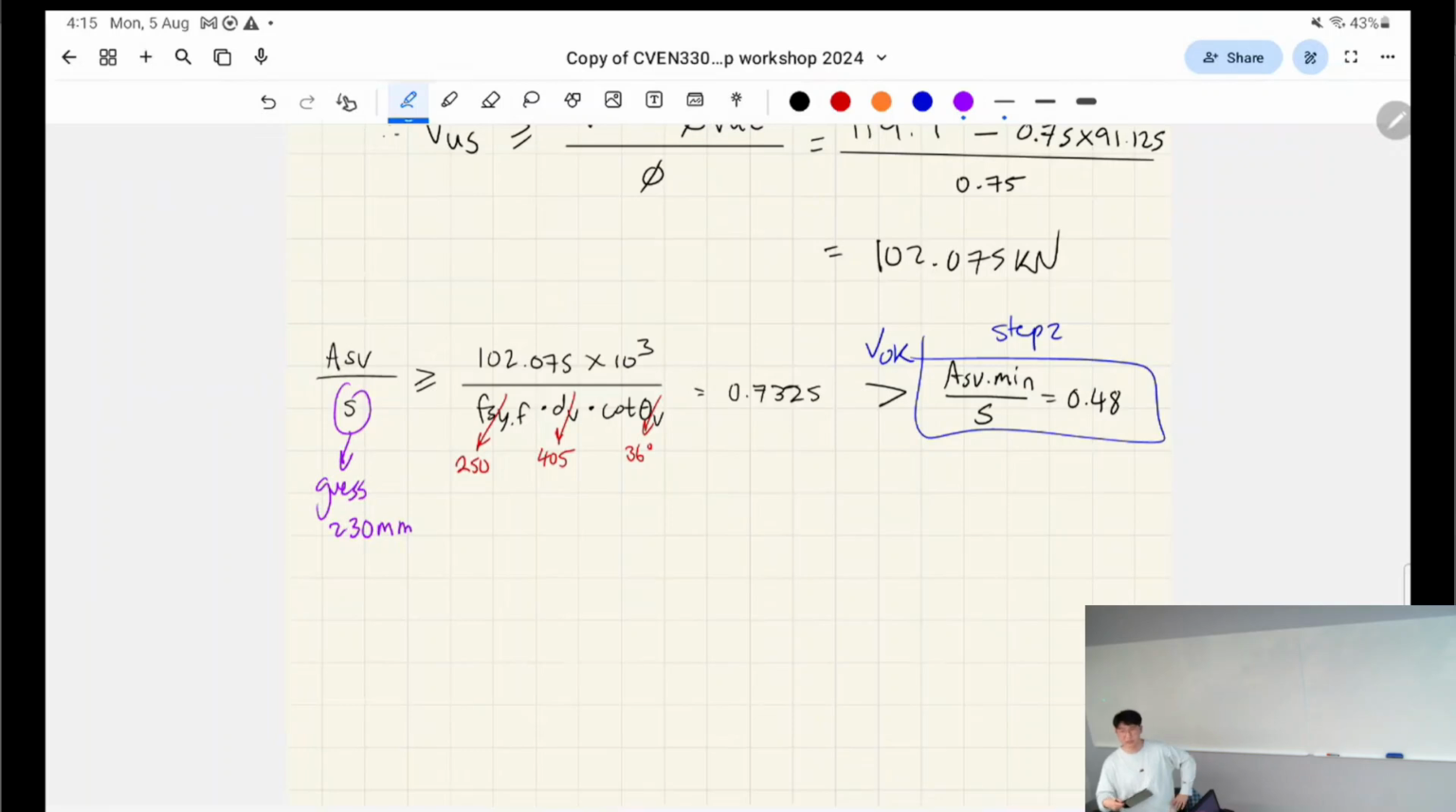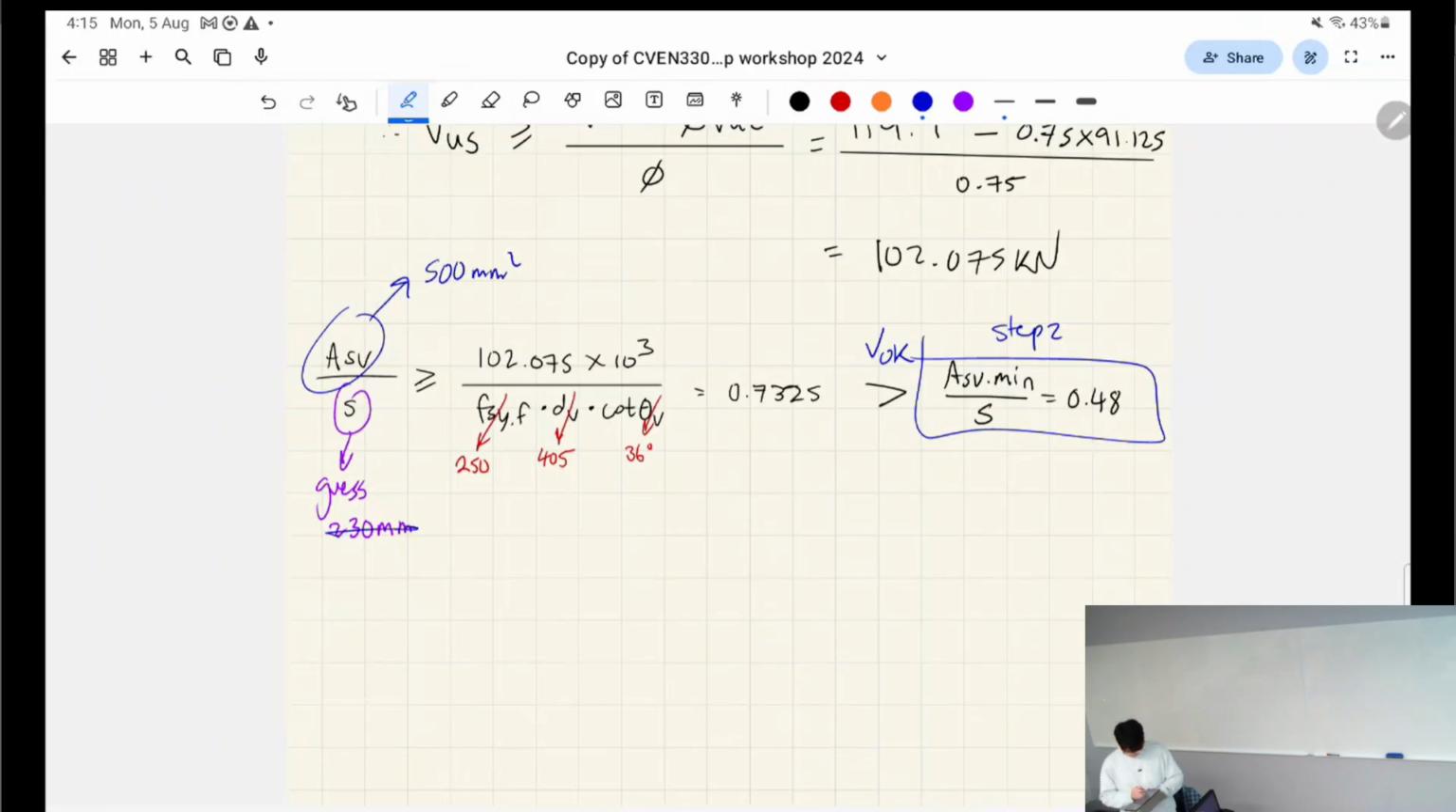230 millimeters is a good starting point. The reason is, if you have your spacing too close together, it's going to result in this number being too low, right? It's going to be, I don't know, 500 millimeters squared. That would be an example of something which is quite low.